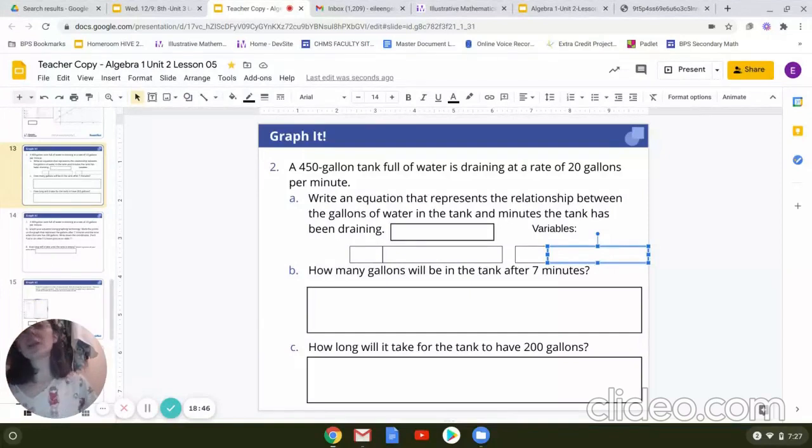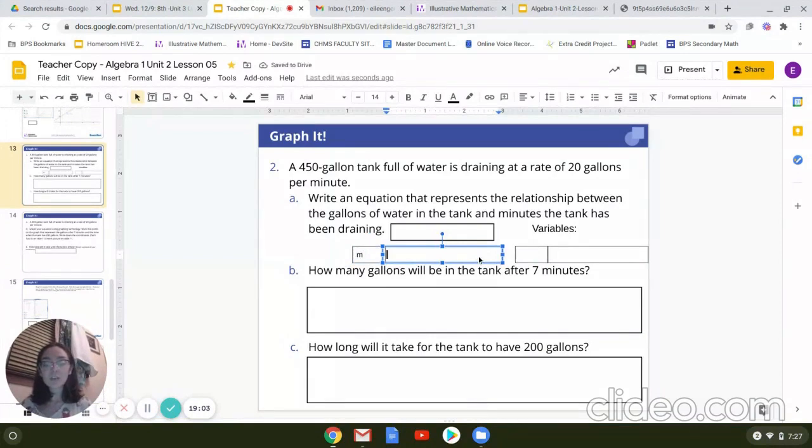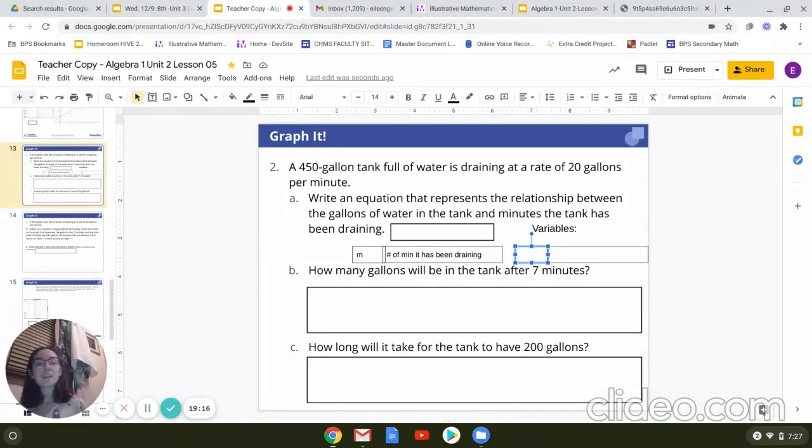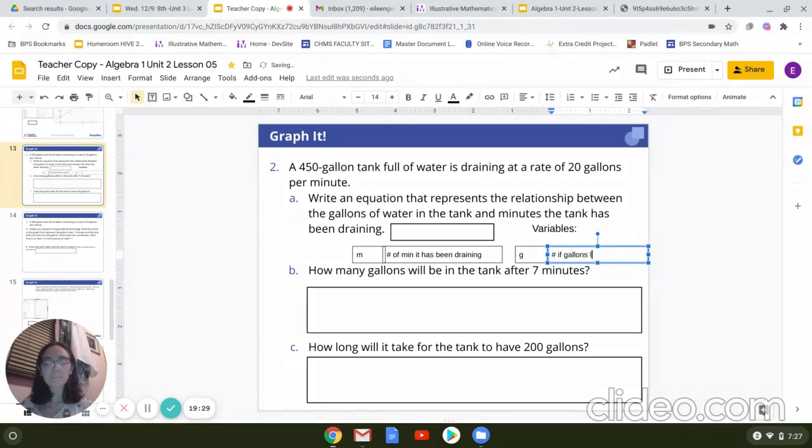Okay, so now we're talking about a tank that is draining. So let's talk about some variables here. We're talking about the number of minutes that the tank has been draining, so a good variable for that might be M, right? M represents the number of minutes it's been draining. And then the other thing is the gallons left, so another good variable for that one might be G, the number of gallons left.